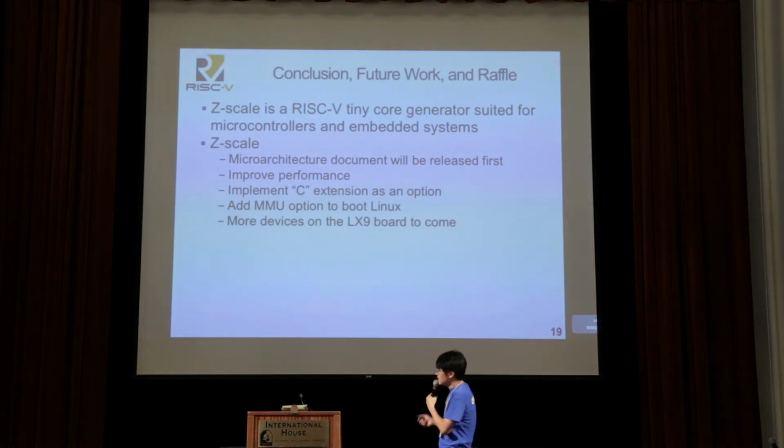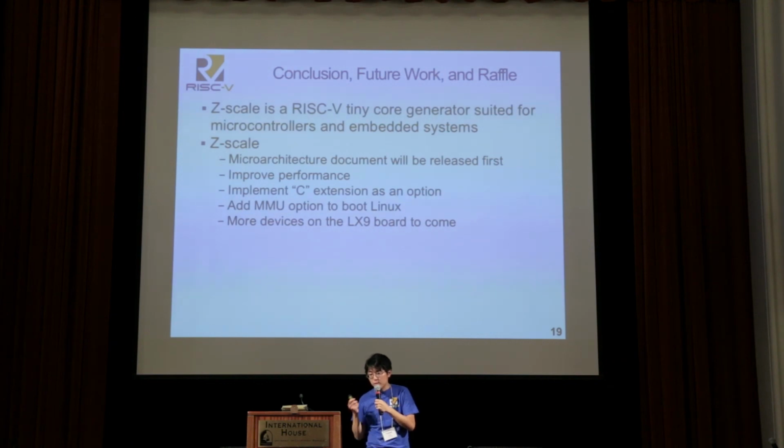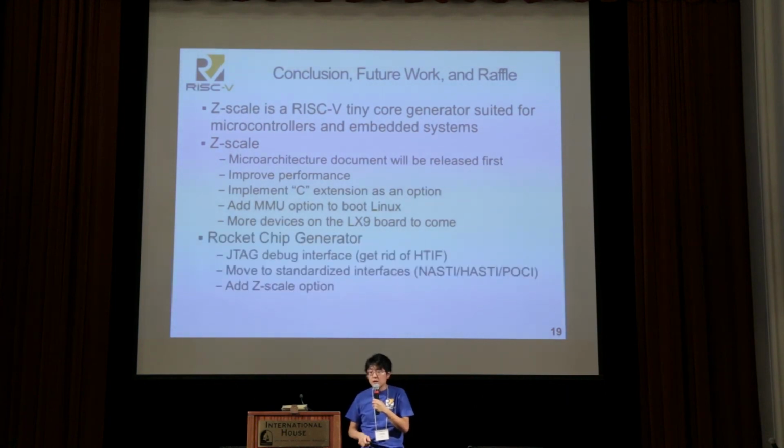So for Zscale, future work is the microarchitecture document will be released first. We're going to work on improving performance, and we're going to implement the C extension as an option. We'll also add the MMU option to boot Linux, and we're going to support more devices on the LX9 board, and that's forthcoming. So on the RocketShip Generator, we're going to dump HTIF, and we're going to start implementing the JTAG debug interface, and we're going to move to standardized interfaces, NASTI, HASTI, POCI, and add the Zscale option.